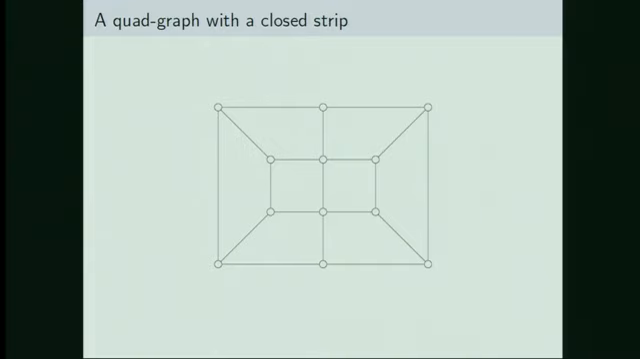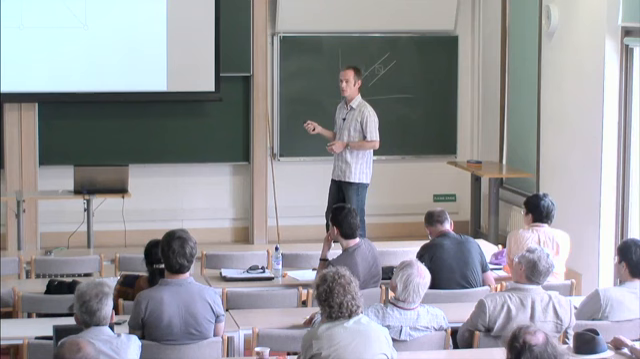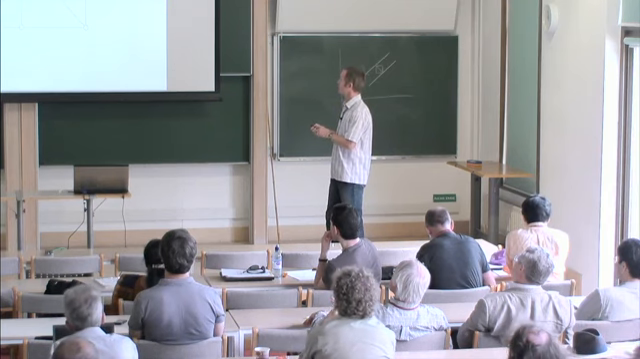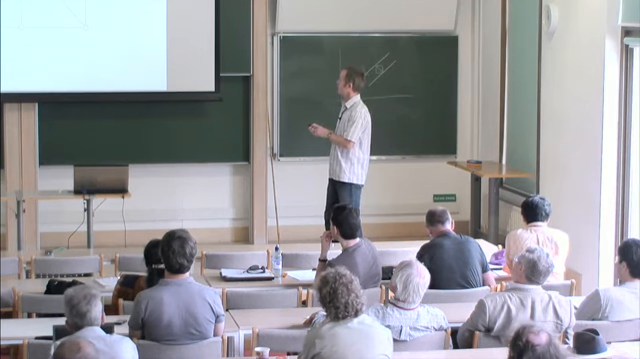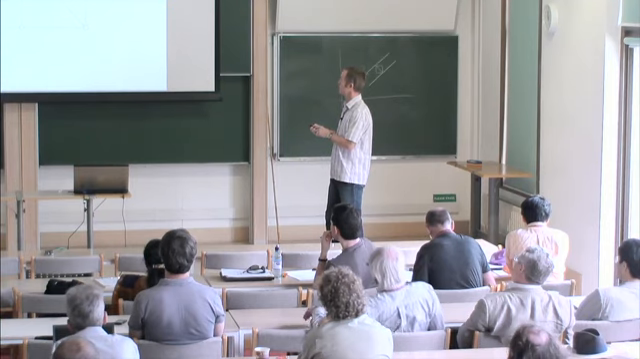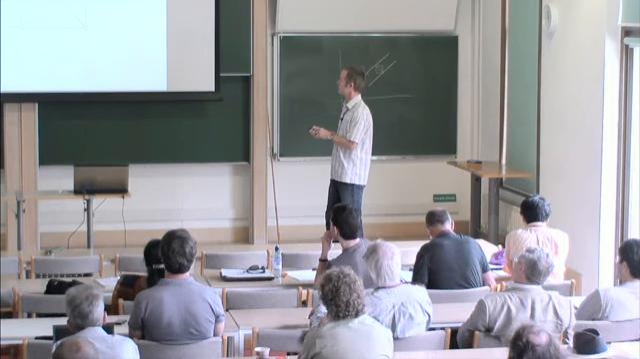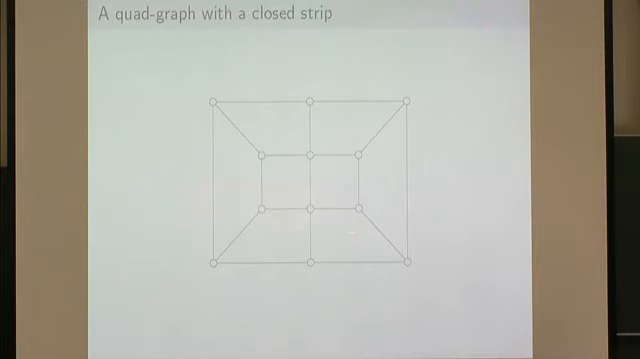I'm just going to show you some examples of quad graphs, and this one has a closed strip. So what is a strip? A strip is basically a line through the edges. You would start here, then go to the opposite edge, and then to the opposite edge. That is what a strip is. And as you can see, this strip closes. This strip is open. There's another strip here, and then there's one strip over there.